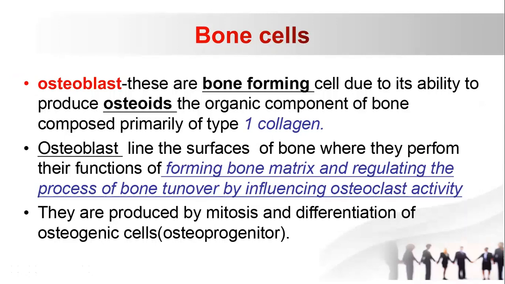First of all, we have the osteoblast. These are bone-forming cells due to their ability to produce osteoid, the organic component of bone, which is composed primarily of type 1 collagen. So osteoblasts are bone-forming cells in general. Osteoblasts line the surfaces of bone where they perform their functions of forming bone matrix and regulating the process of bone turnover by also influencing osteoclast activity.